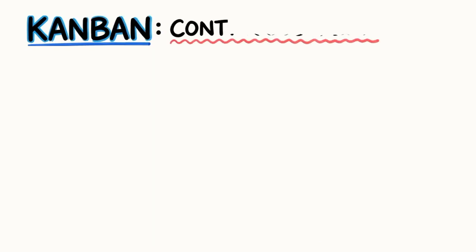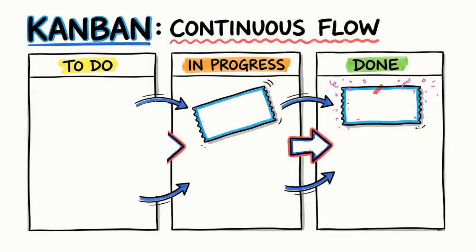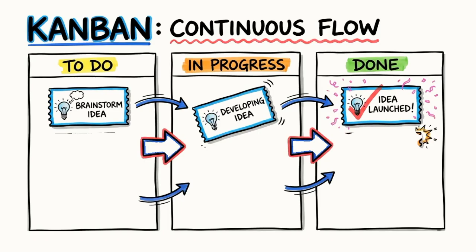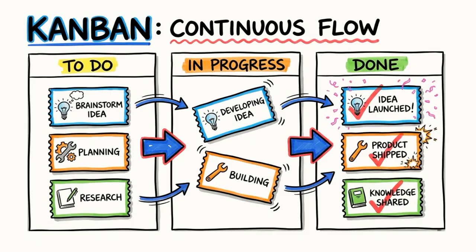Now look at Kanban. Kanban is all about continuous flow. There are no fixed sprints. Instead, work moves smoothly across a visual board with columns like to do, in progress, and done. As soon as one item is finished, the next one can start.